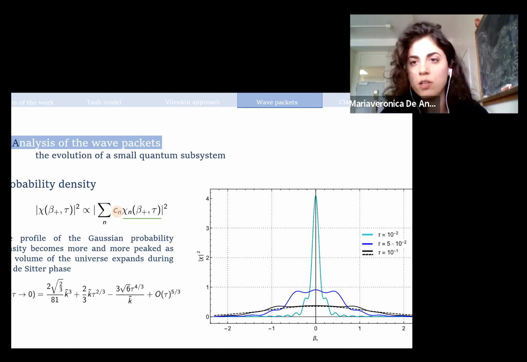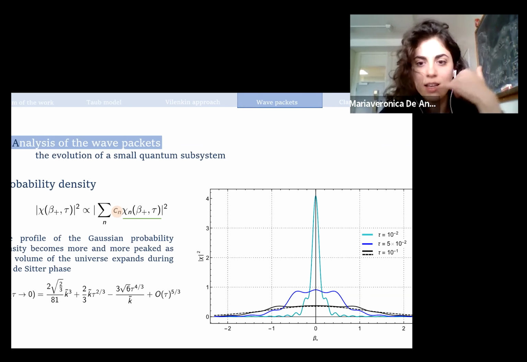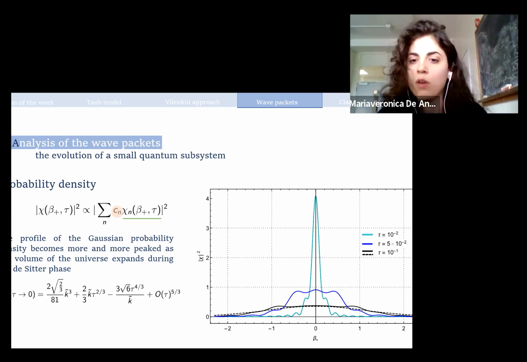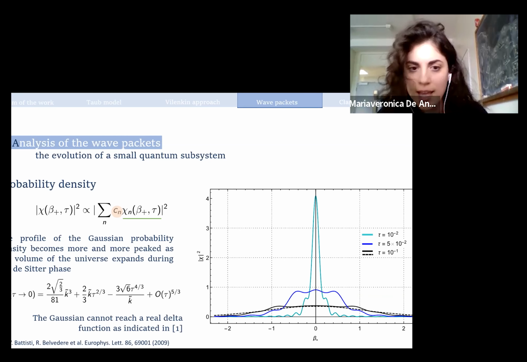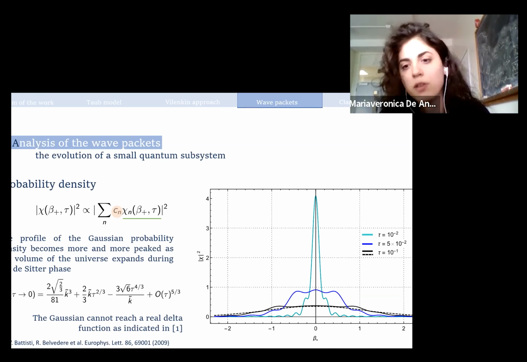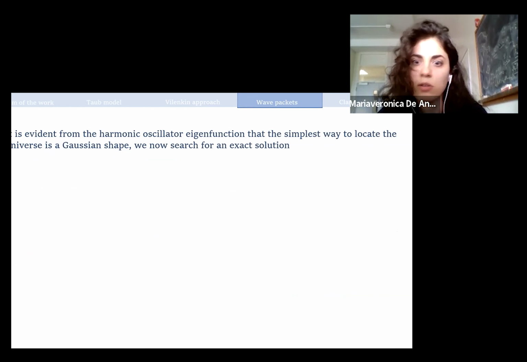For tau that tends to 0, the scale factor A tends to infinity, so the volume of the universe expands. What we see is that the profile of the Gaussian probability density becomes more and more peaked as the volume of the universe expands during the de Sitter phase. However, the analytical behavior we fixed for the function rho suggests that the Gaussian cannot reach a real delta function as indicated in Battisti-Belvedere, while a steady, small but finite value of the standard deviation of the anisotropy, the quantum variable, must emerge.